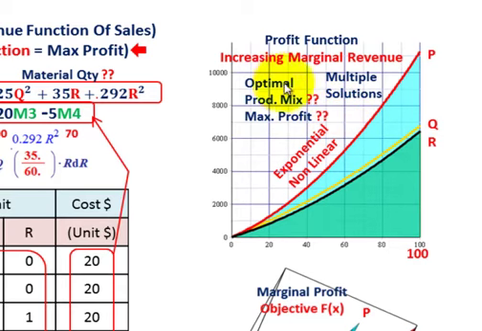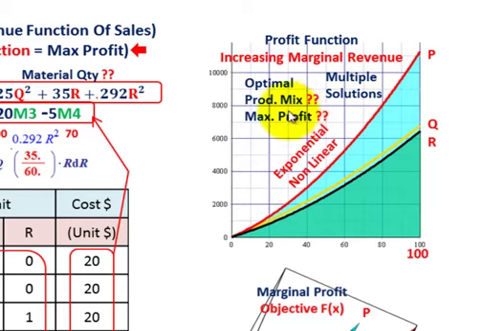But this is the problem that we're going to come up against here. We're looking for the optimal product mix to maximize the profit, or maximize our marginal revenue. And what we're really going to come up with is that you really have multiple different solutions that you're going to come up with.